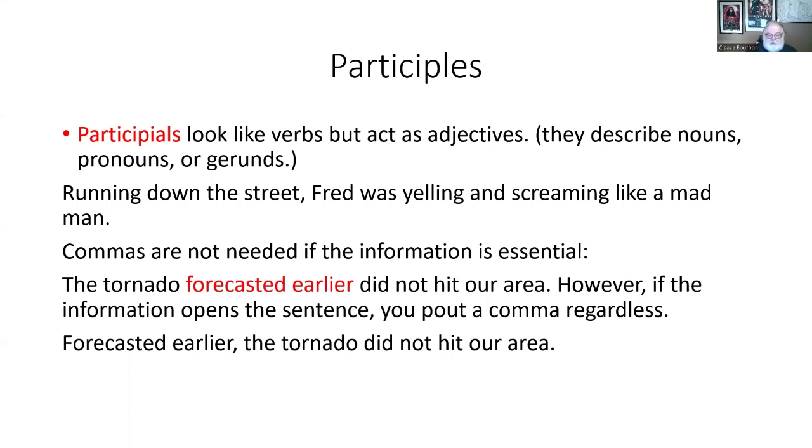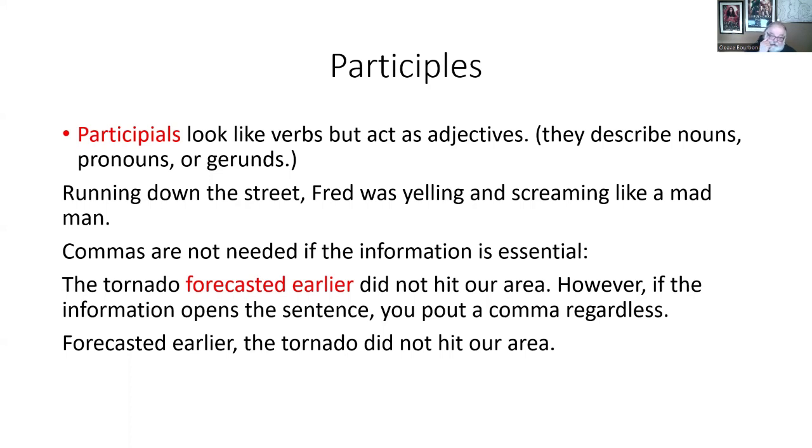So the way a participle works is, like in the example here, you can have a sentence like, Fred was running down the street. Fred was yelling and screaming like a madman. Or Fred ran down the street. Fred was yelling and screaming like a madman. Okay, you can combine these by taking the Fred was part out because we already have it.